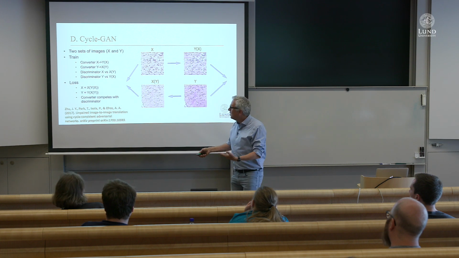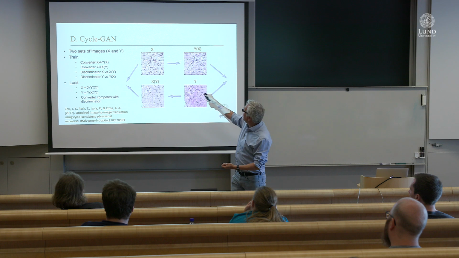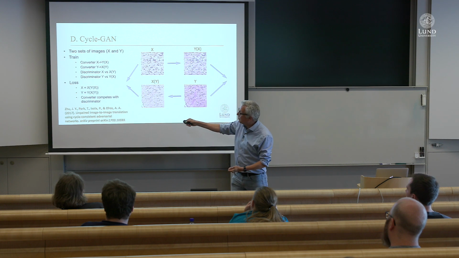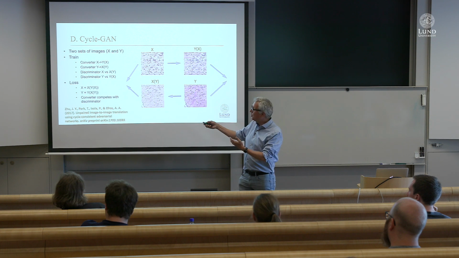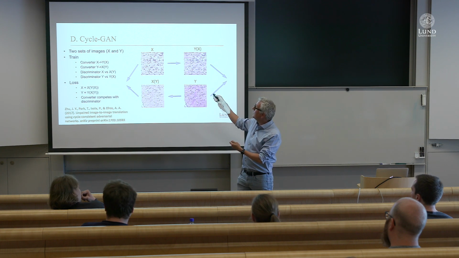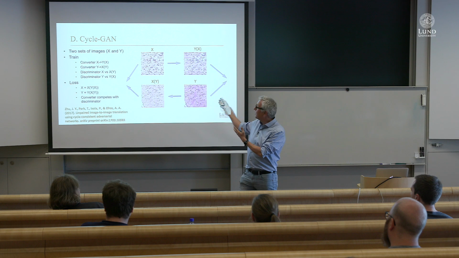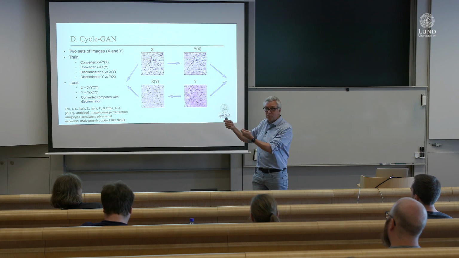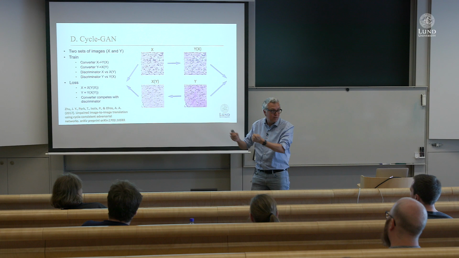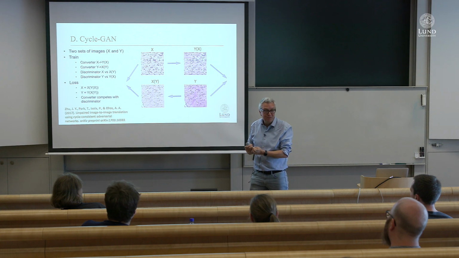And you want, when you go in the circle here, to get the same thing. If you start here and go in a circle, you want to get the same thing. But also you want these to make fakes that are as good as possible, that can fool the discriminator here. And you want the discriminator to be as good as possible to figure out what's right and wrong. And then you keep your fingers crossed and hope that this converges to something useful.